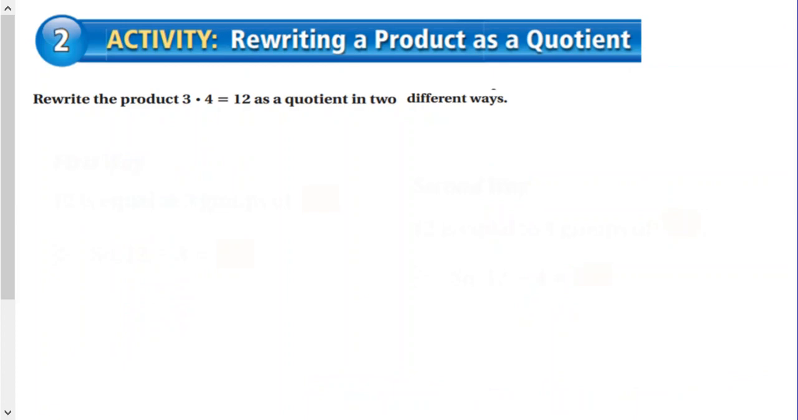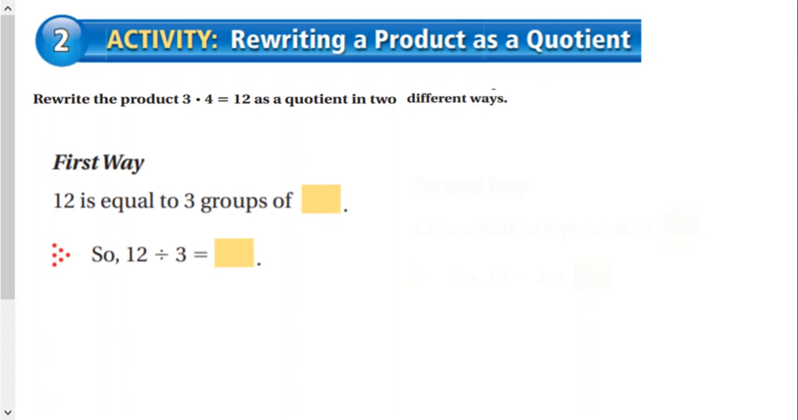Now we're going to look at rewriting a product as a quotient. And a product is, again, the answer that we get when we multiply two integers. So, rewrite the product 3 times 4 equals 12 as a quotient in two different ways. We're going to break down that multiplication problem and switch it into a division problem. So the first way, 12 is equal to 3 groups of how many? We're going to use these 3 and 4. So 12 is equal to 3 groups of 4. So 12 divided by 3 is 4.